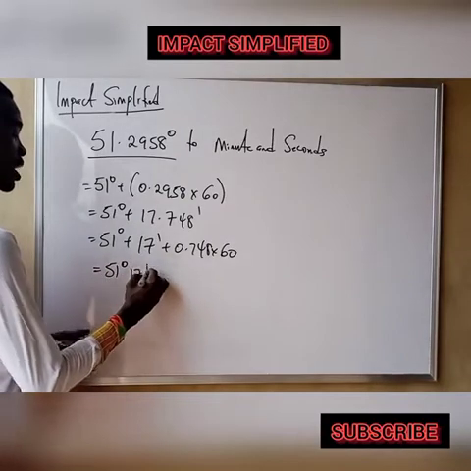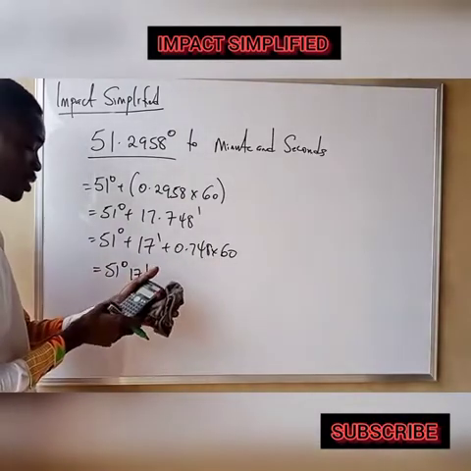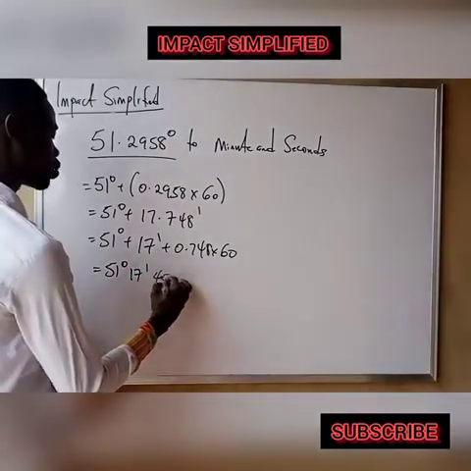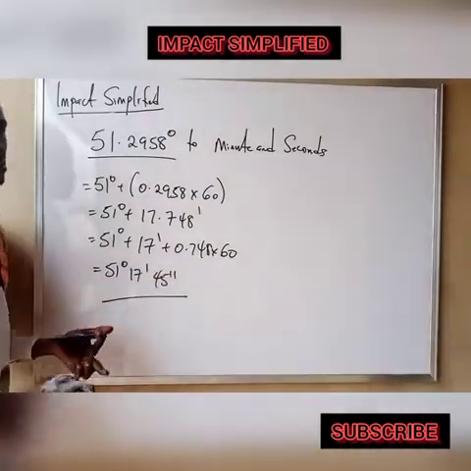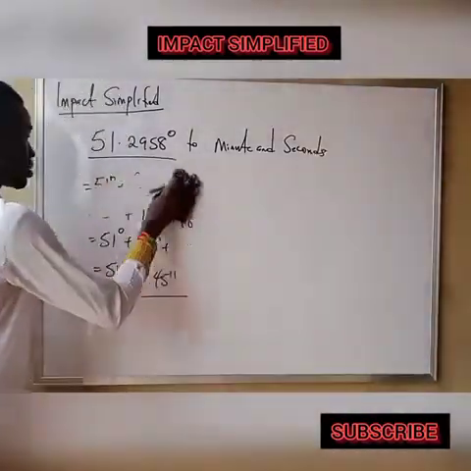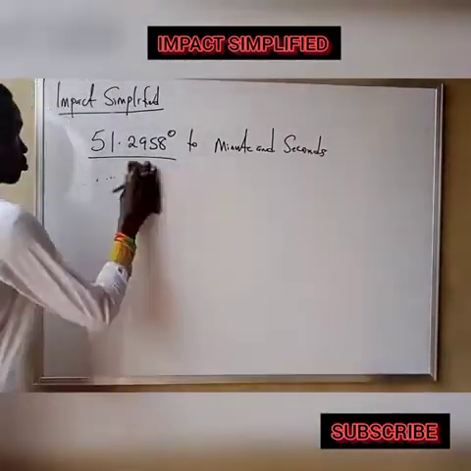And that will give us 51 degree, 17 minutes, 0.748 times 60. What will it give us? It will give us 45 seconds. Do we get that? So it's simple. And that is about that.